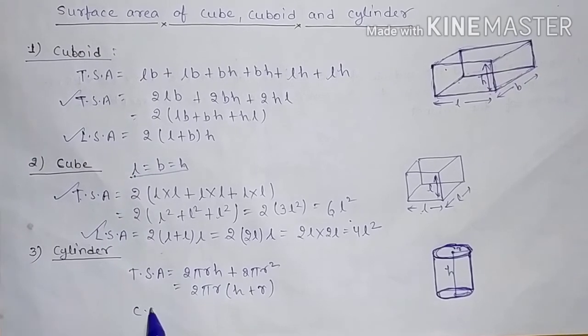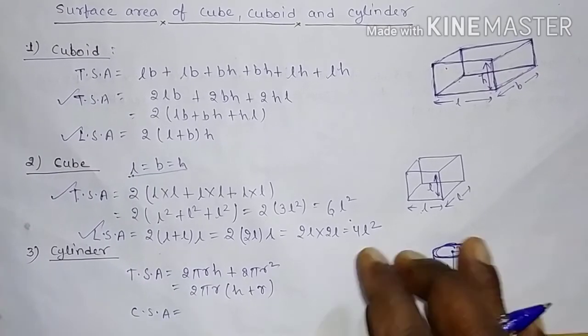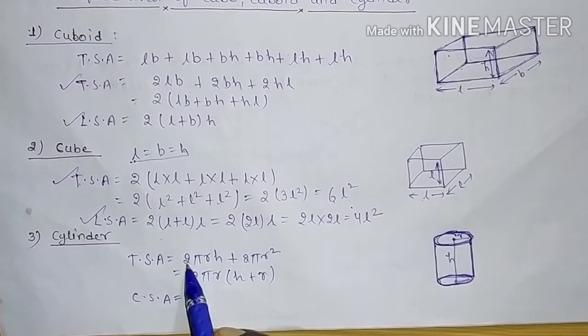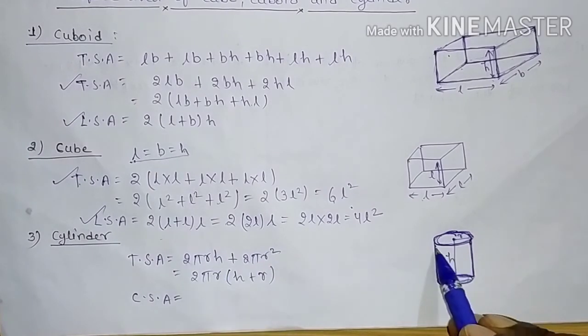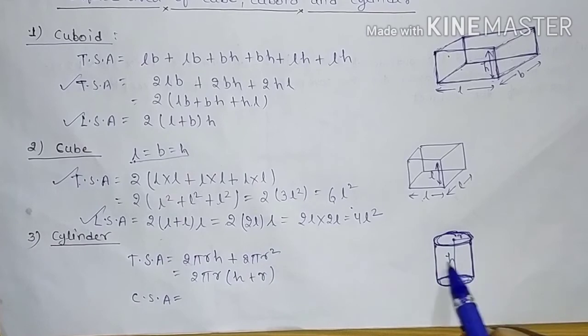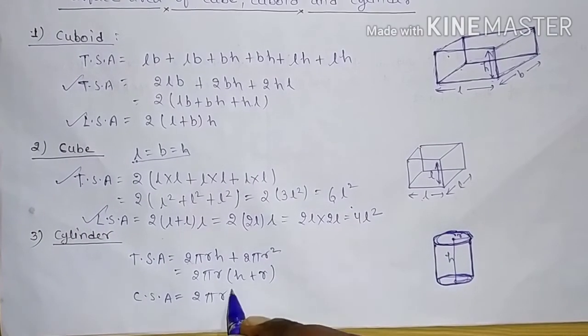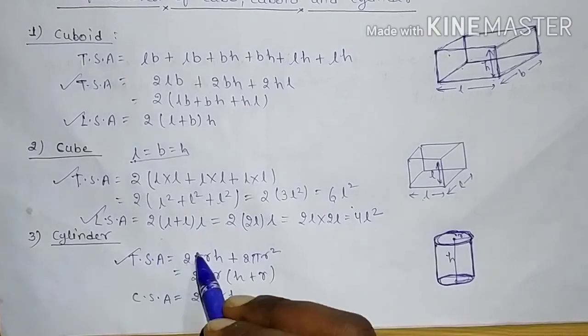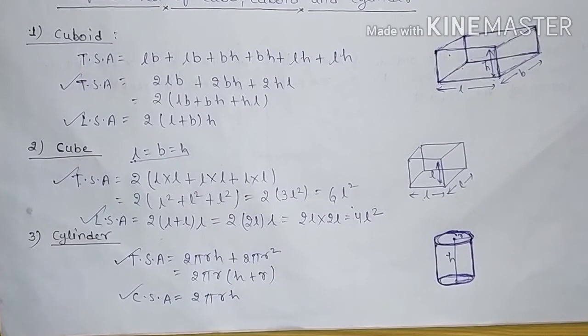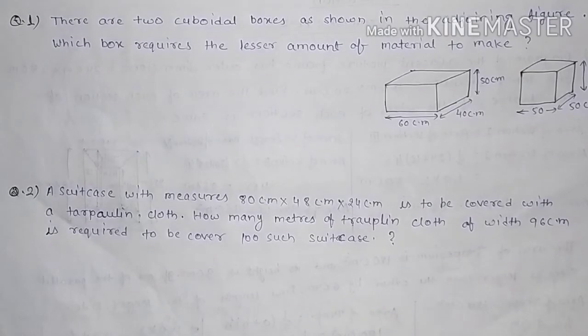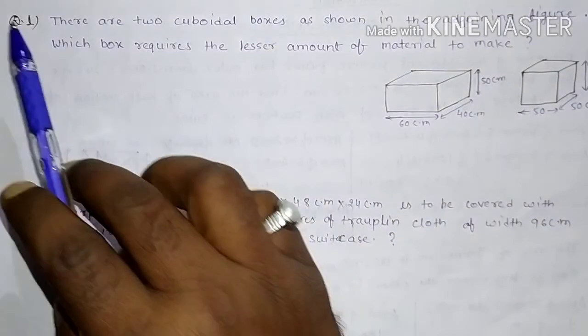Now, curved surface area of cylinder. We already know 2 pi r h is the curved surface area of the cylinder, since the middle surface is the curved surface. Now there are two formulas, total surface area and curved surface area. Simply you have to learn these. Next, we are going to discuss Exercise 11.3 from NCERT.